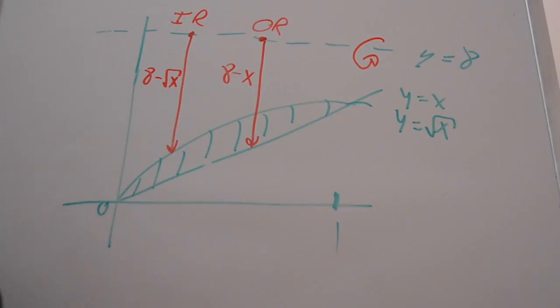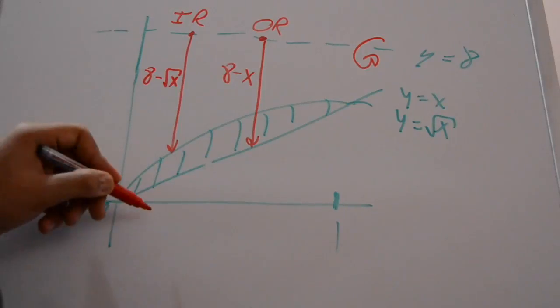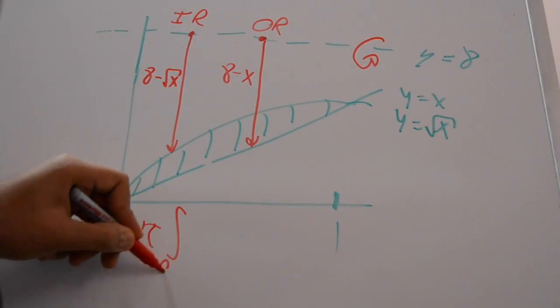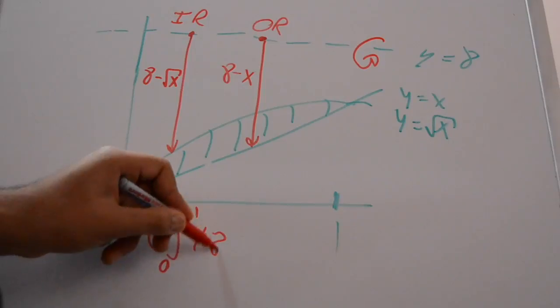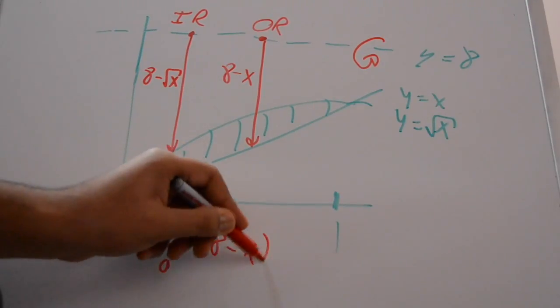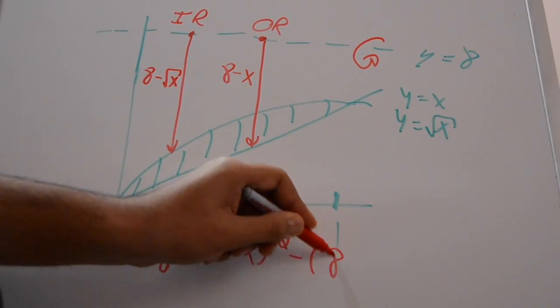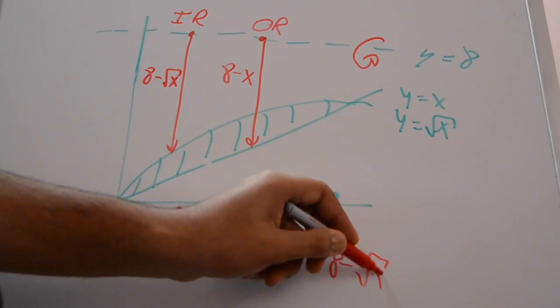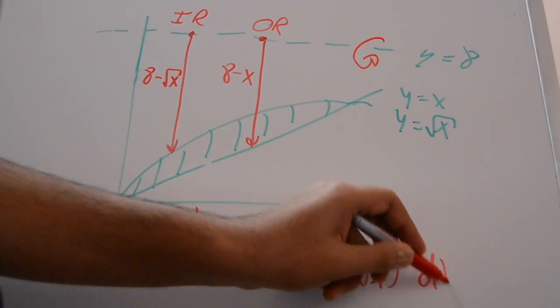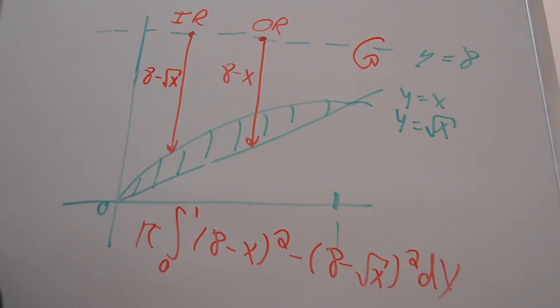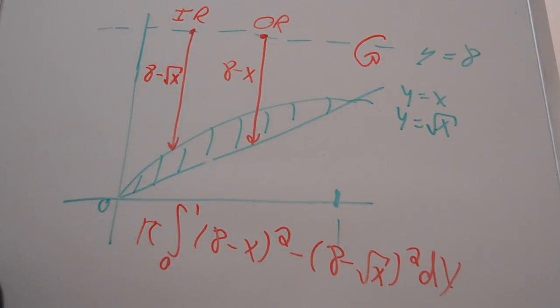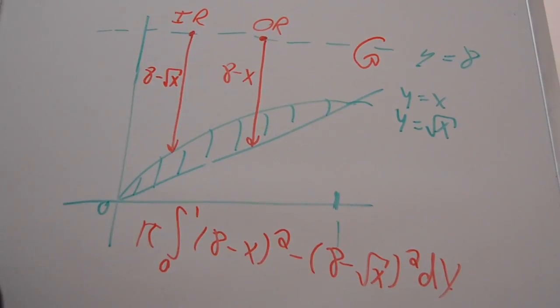Again, our limits of integration will not change. So if I can fit it on the bottom here, hopefully I'll just write out the integral: pi, 0 to 1 of 8 minus x squared minus 8 minus square root of x squared dx should be your integral that you need to evaluate. So that is the end of this washer or disk integration with horizontal.